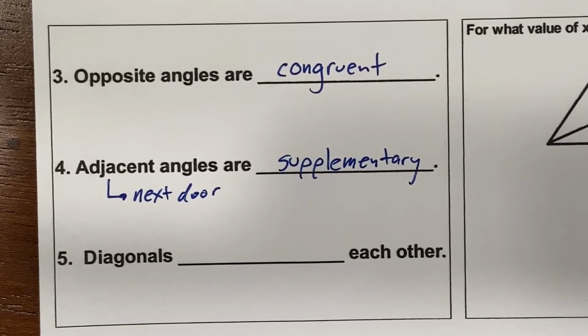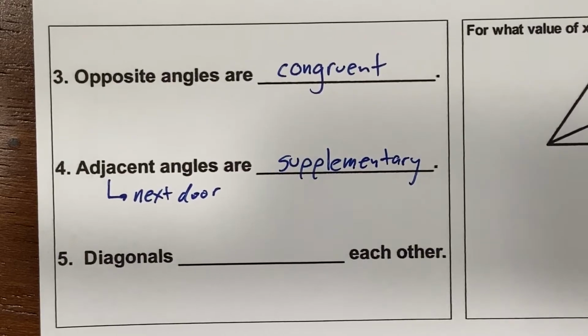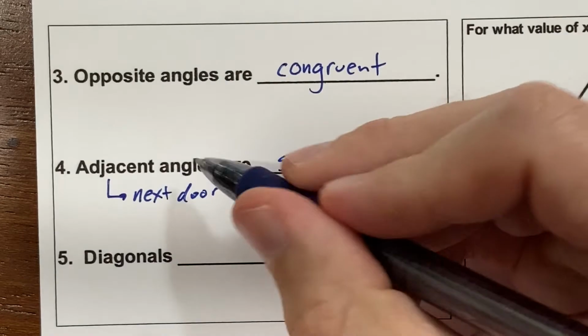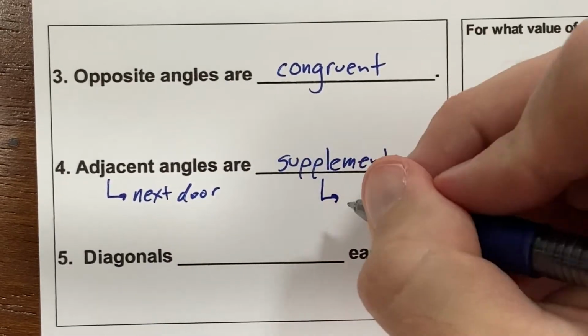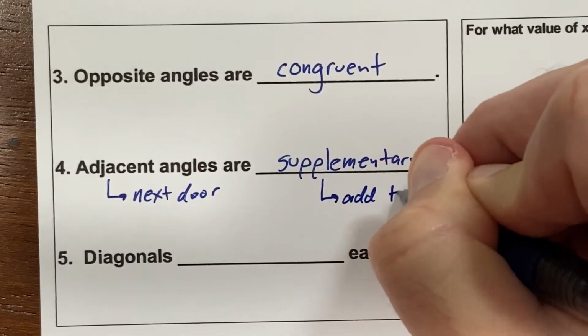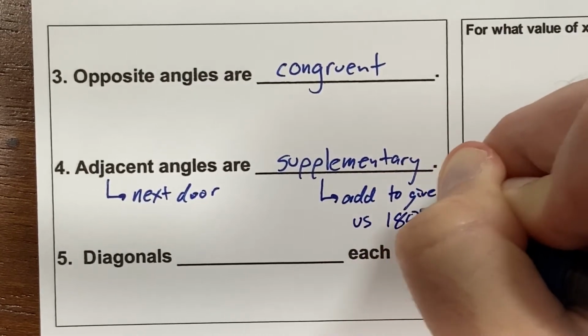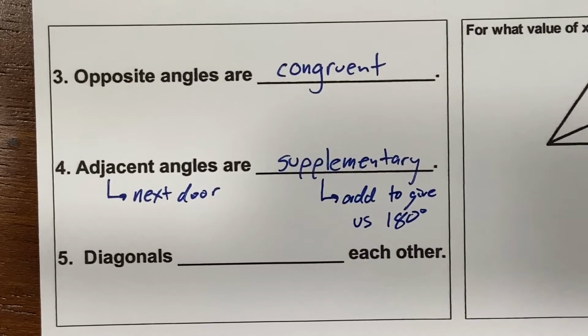Next door, adjacent. Supplementary. Supplementary means that two angles, okay, so these next door angles, add to give me 180 degrees. And the other word that goes with that is complementary, and complementary means the angles add together to give you 90 degrees.